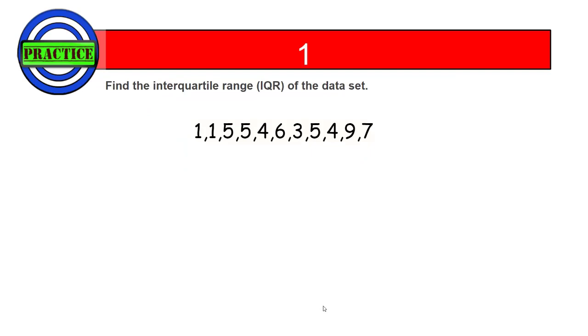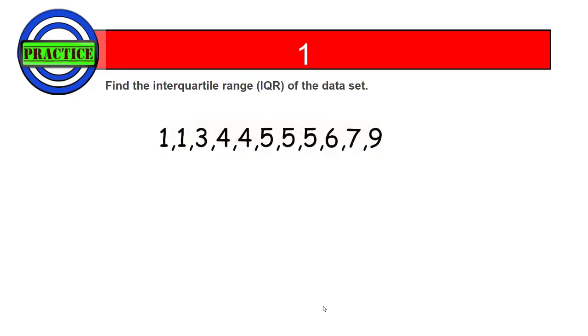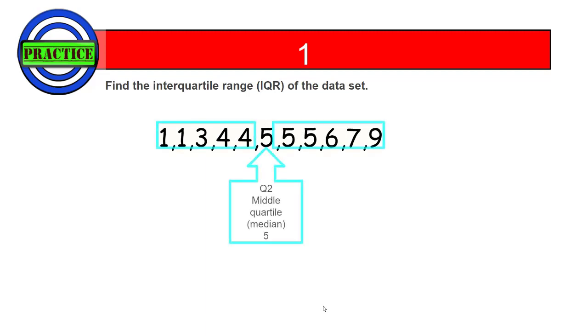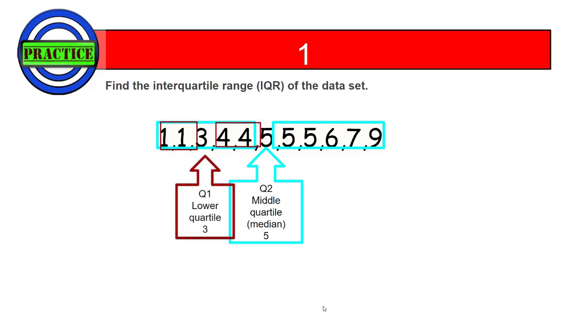Remember our first step, what we want to do is put the numbers in order from least to greatest, find the median. Notice on this one there's an odd number, so we just have that one be our split. So our median is 5. Then we look at the lower half, find its median, which is 3. And then we find the last split in quartile 3, which is 6.